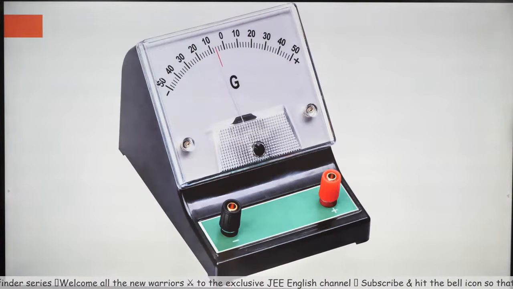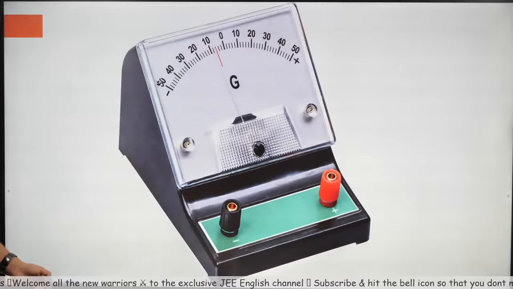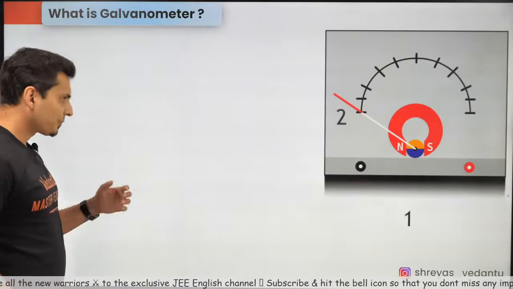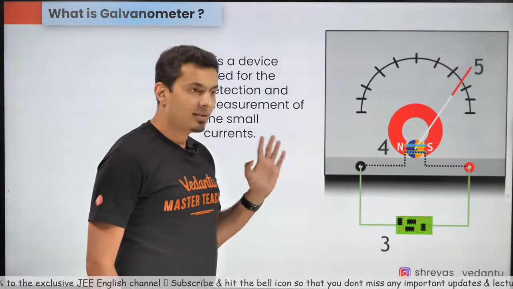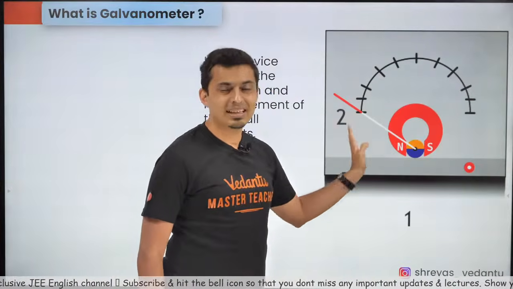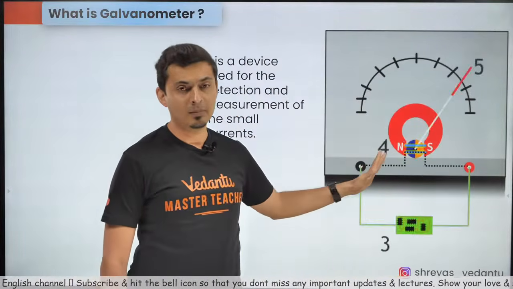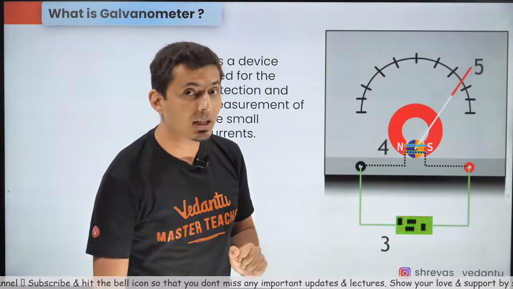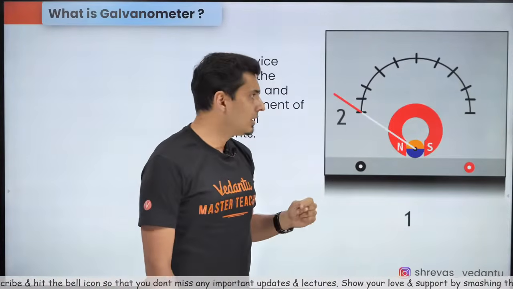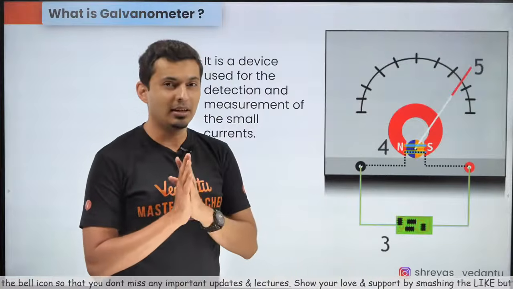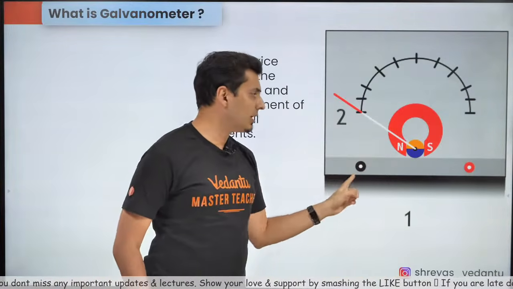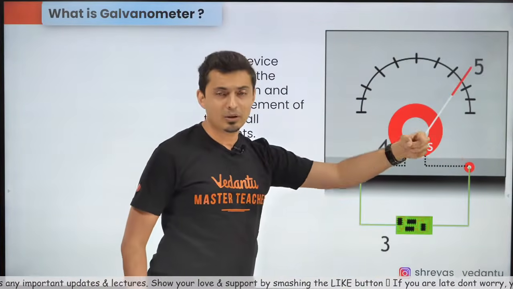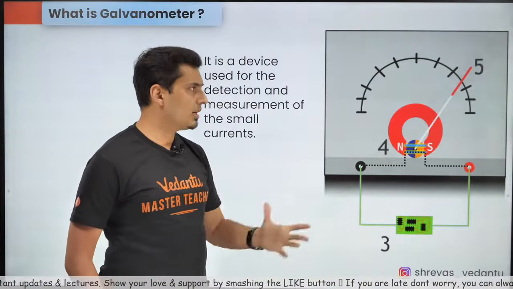Now, once we know what a galvanometer looks like, the thing we need to talk about is what exactly a galvanometer does. First of all, understand that a galvanometer measures current. It does not measure voltage. But it does not measure a huge amount of current. It actually measures a very small amount of current. You saw those two terminals. When you pass current through it, it measures how much current is flowing through it.